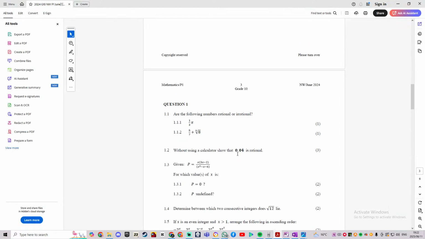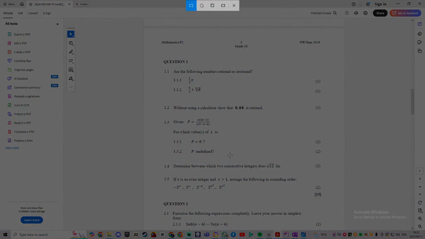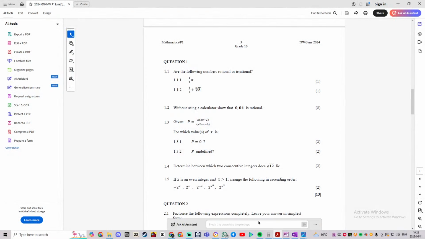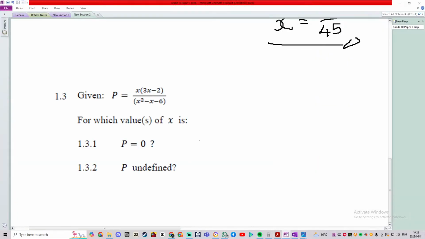Let's move on. And feel free to ask any other questions as well. This one is a tough one. Not a tough one, but you have to have some good understanding about your numbers. Yeah. Okay. So this is saying P is equal to x bracket 3x minus 2 over x squared minus x minus 6. Now, for which values of x is P equals to 0?